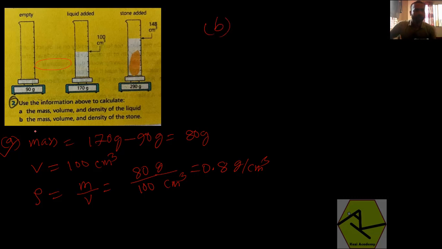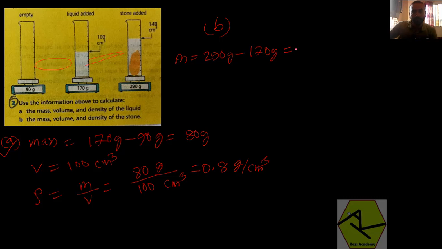Number B, the mass, volume, and density of the stone. So find the difference between these two containers. First of all, mass m equals to 290 gram minus 170 gram. So it will leave 120 gram.